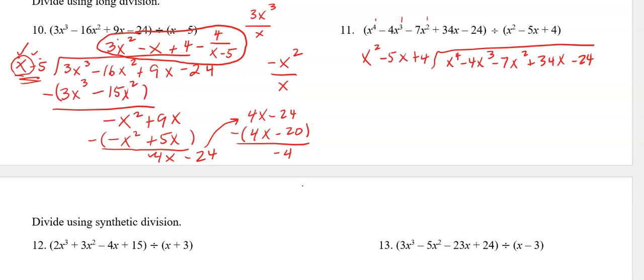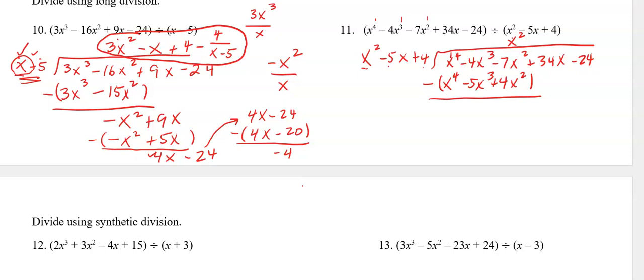Okay, so the first term, x squared, divides into the first term, x to the 4th. And x to the 4th divided by x squared is x squared. Now I'm going to multiply x squared times each one of these three. So x squared times x squared, times negative 5x, x squared times 4. Subtract. The x to the 4ths become 0.